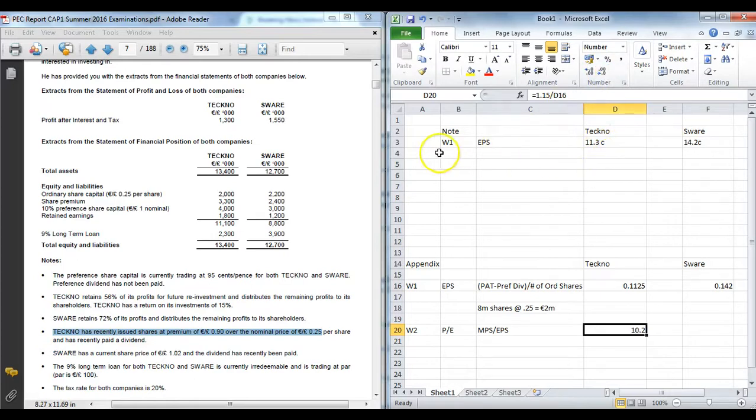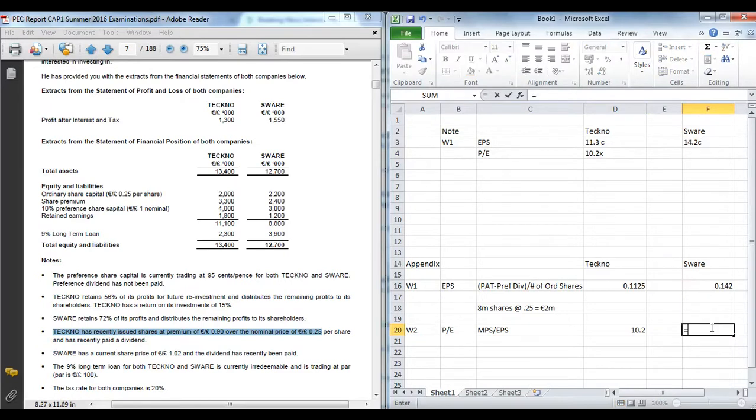So 10.2 times, put it there, price earnings is 10.2. Typically you put an X behind it to say that's times. So for every euro, or for example every cent, that they have in earnings per share, the investors are willing to pay 10 times that to buy a share. So 10 times earnings is what the going rate is to buy a share in Techno.